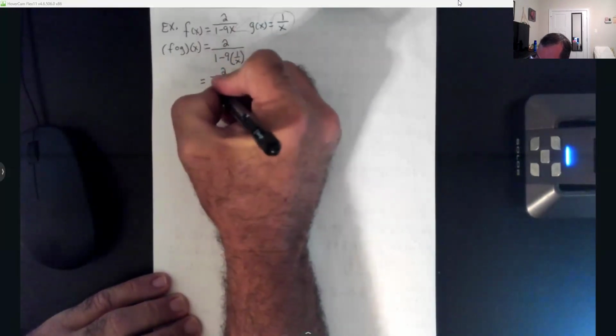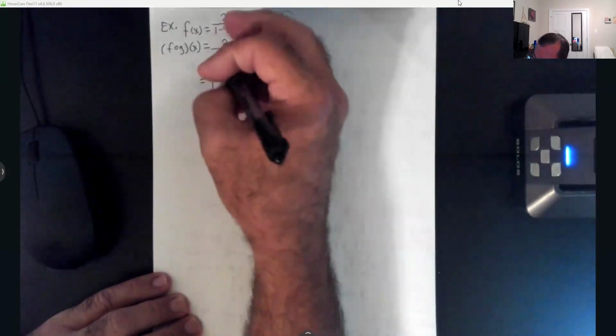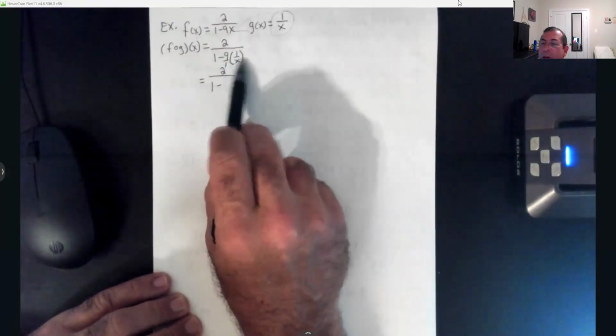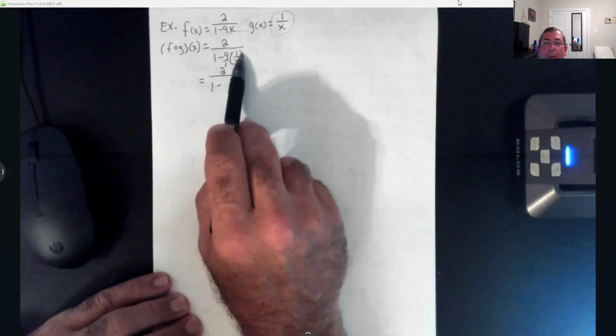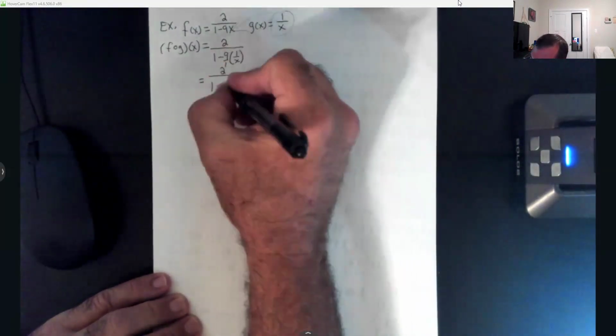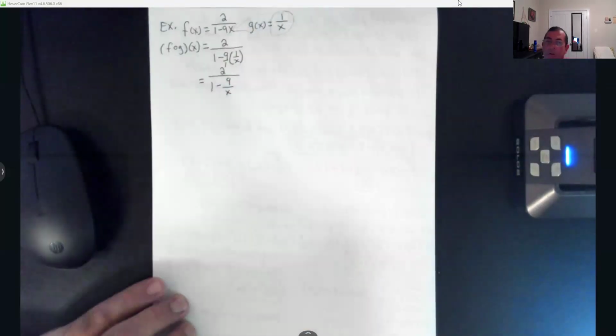over my 1 minus. Well, y'all remember, if you multiply a number times a fraction, you can put a 1 under the number, and you're just multiplying straight across. So top times top, bottom times bottom. So that's just going to give me a 9 on top, and then my x on the bottom.